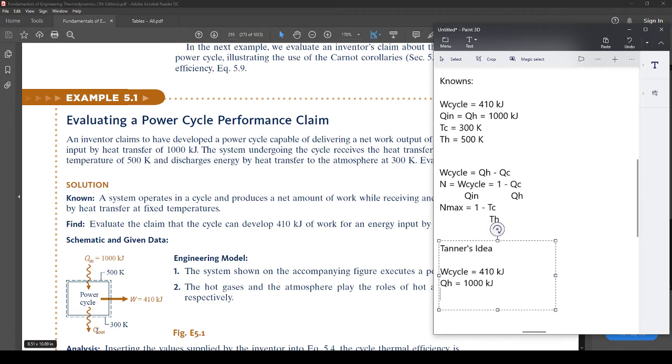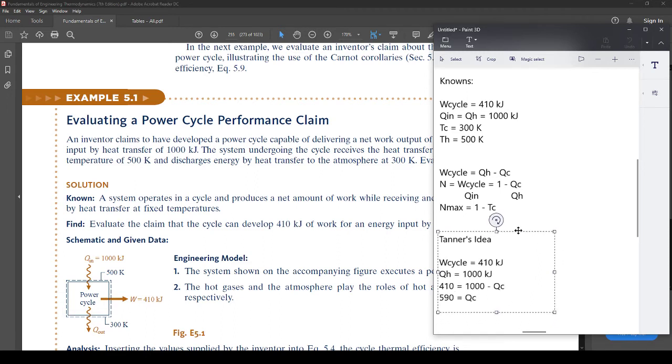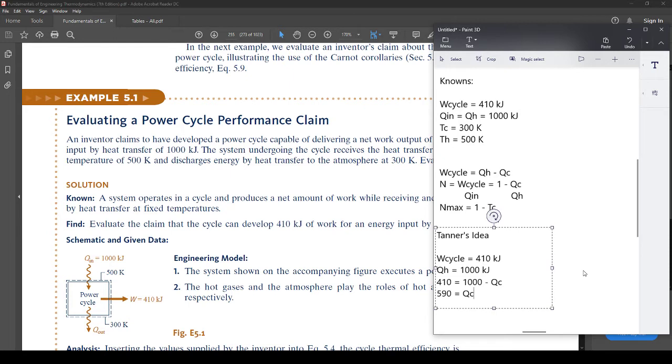So we have work cycle. Let's go ahead and write this down as 410 is equal to 1,000 minus QC, right? So you add QC over, you subtract off 410, and you get 590. You get 590 on the other side, right? So 590 is equal to QC, right? So Tanner's idea lives in all of its glory in here, right?